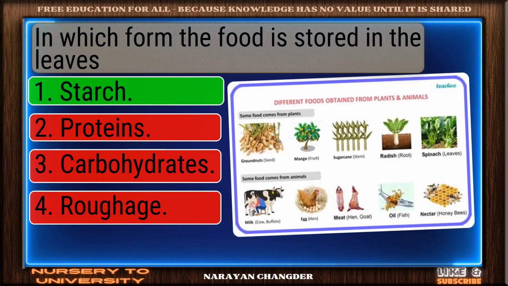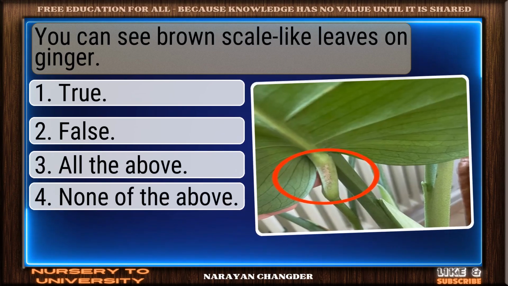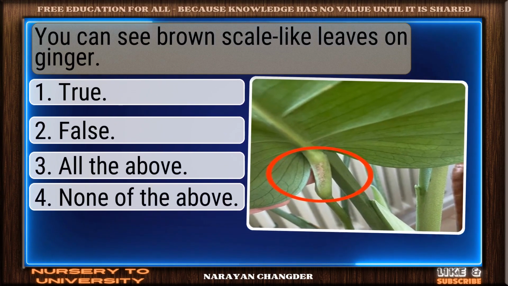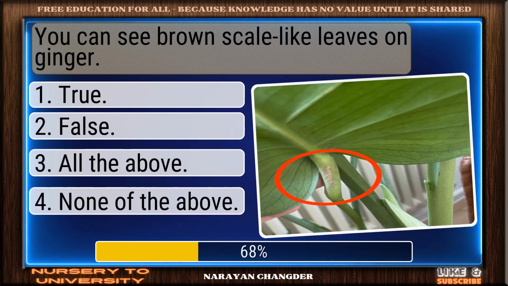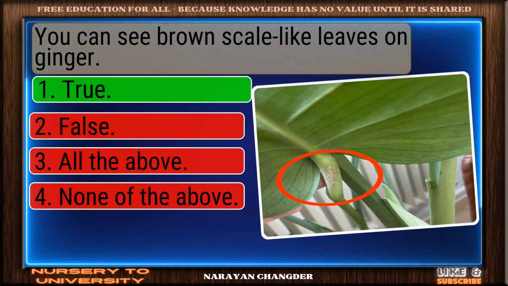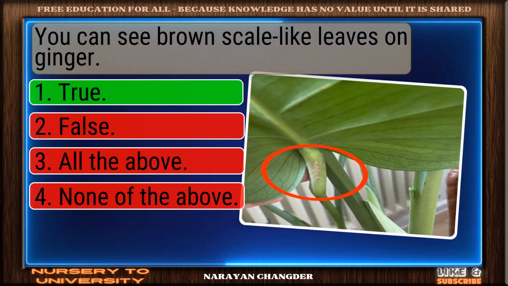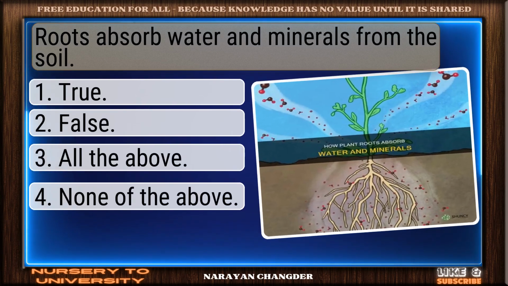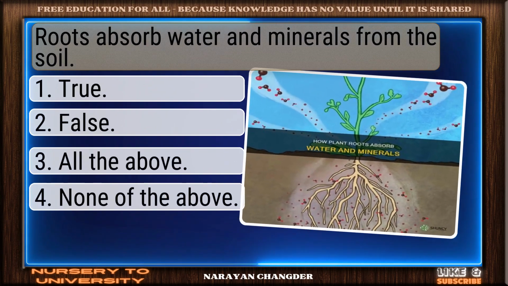Valid point. Starch is true. You can see brown scale like leaves on ginger. Good job. Your answer true works well here. Roots absorb water and minerals from the soil.